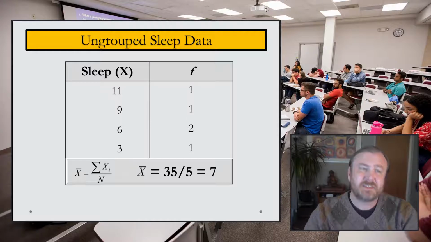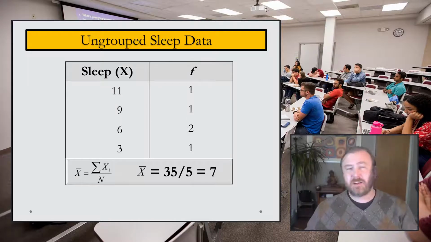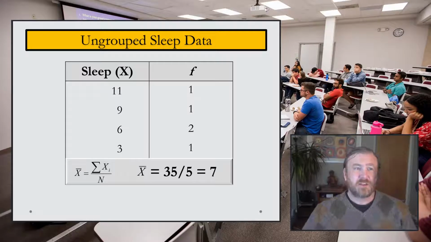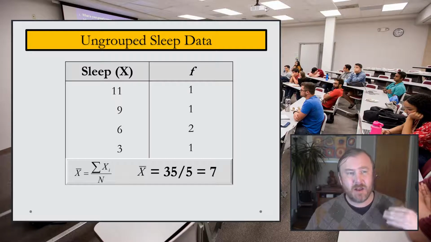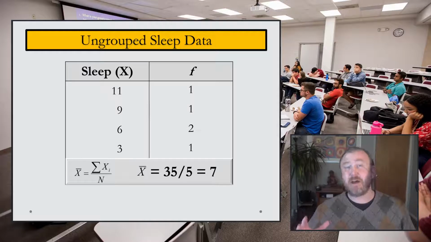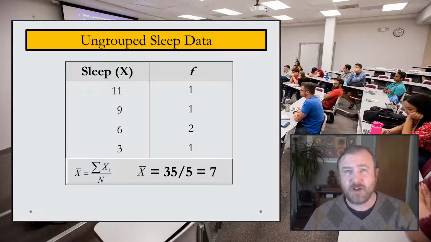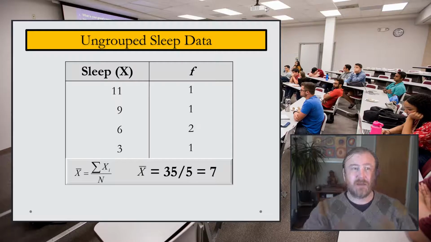So let's take, for example, sleep data. We already discussed this. This is now in frequency table form. So we add up all of these values. We've got one person with 11, one person with 9, 2 people with 6, and 1 person with 3. So there's still 5 people in this distribution. They sum up to 35. We divide by n, and we get a mean of 7.